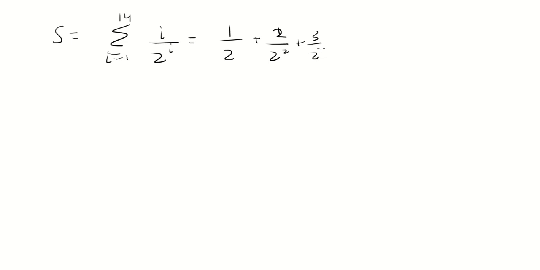The sum S is equal to the sum from i equals 1 to 14 of i over 2 to the i. And we want to see what this is equal to. So let's write out a couple of the terms. It's 1 over 2 plus 2 over 2 squared, 3 over 2 cubed, and then it's going to be plus 13 over 2 to the 13th plus 14 over 2 to the 14th.